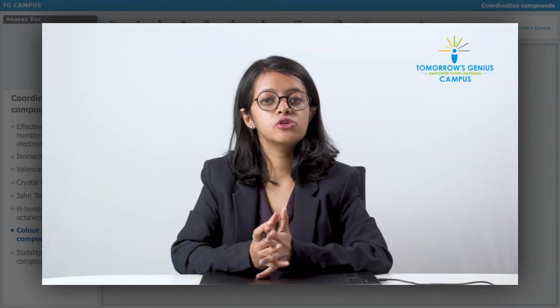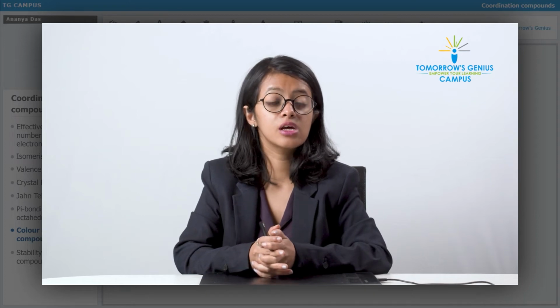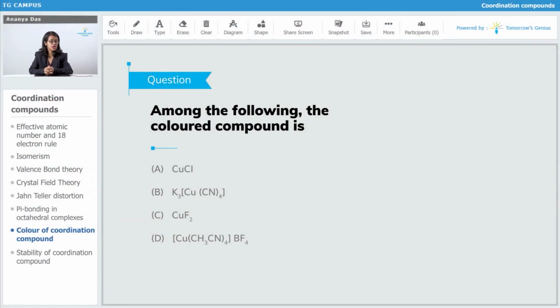Okay, so now let's try to do a question based upon the color of the coordination compound. This question asks you, among the following, the colored compound is, and it gives you a bunch of options. First of all, whenever you're trying to determine whether a complex is going to be colored or not, you have to determine its electronic configuration. And for that you have to determine the oxidation state of the central metal atom.